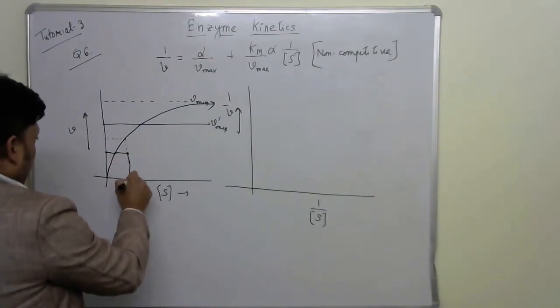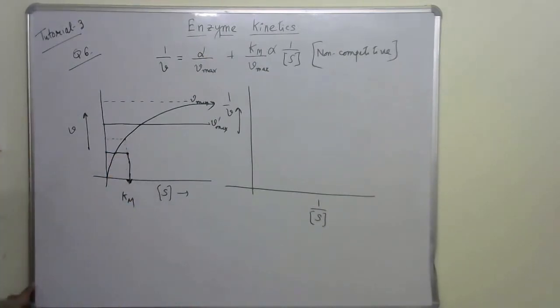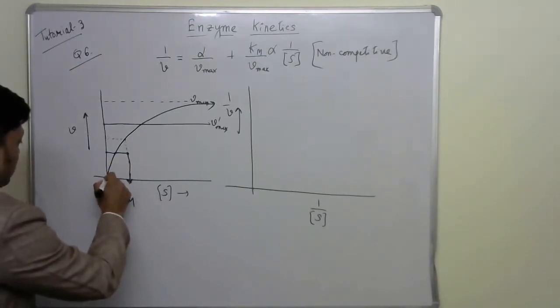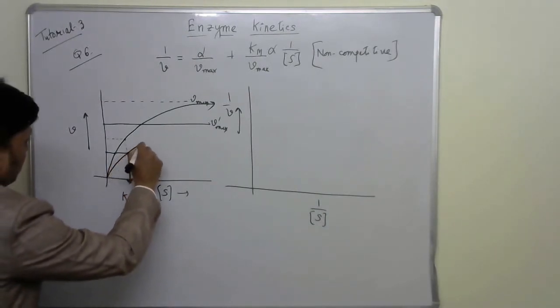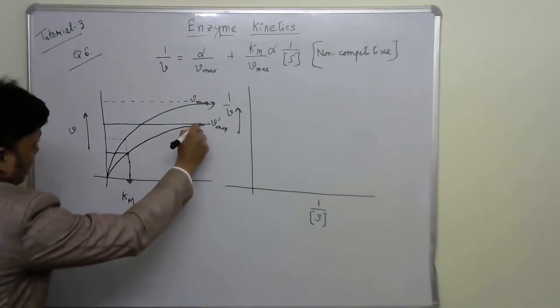So this is the same Km as the previous one. Now we have to draw the graph plot. Therefore, with this point and connecting that point, the new graph would look something like this.